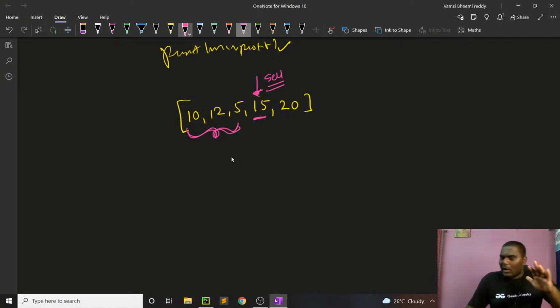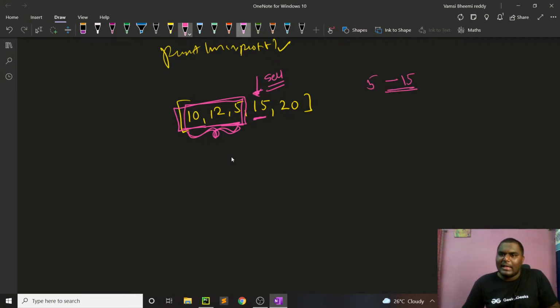Now out of these three options, if I buy at what price, then I can make more profit? The one which is very small. If I buy at the minimum price among all the options, then I can make more profit. So among all these three, 5 is the minimum. So if I buy at 5 and if I sell at 15, then I can make a profit of 10. That is the best among all, if I wish to sell at 15.